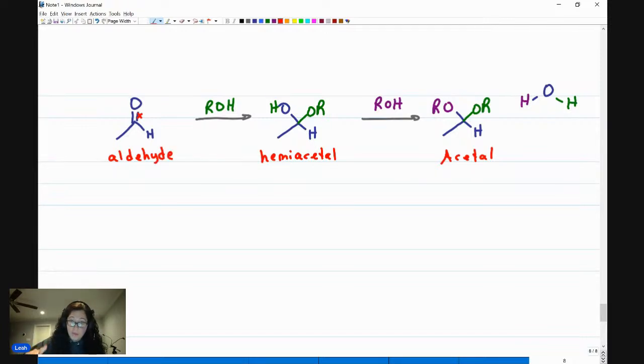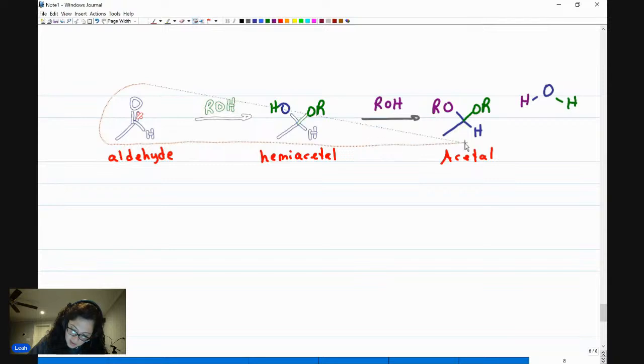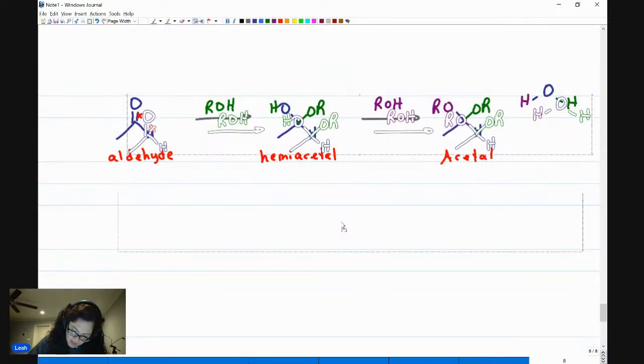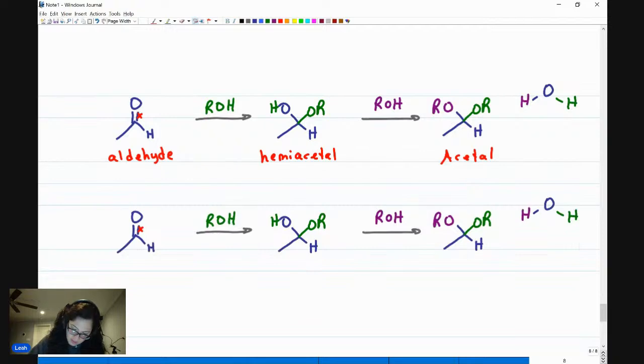If I'm starting with a ketone, and professors tend to not explain the difference, let me know in the comments if your professor didn't. If I take this thing and I turn it into a ketone, how do I turn it into a ketone? I turn that into an R group right there. Then I just turn this into an R group and this into an R group, and the reaction is exactly the same.